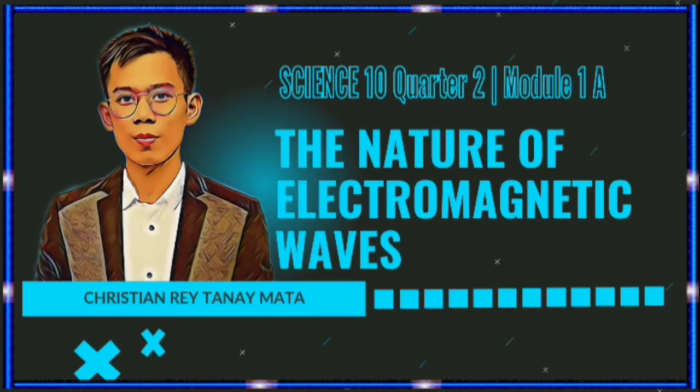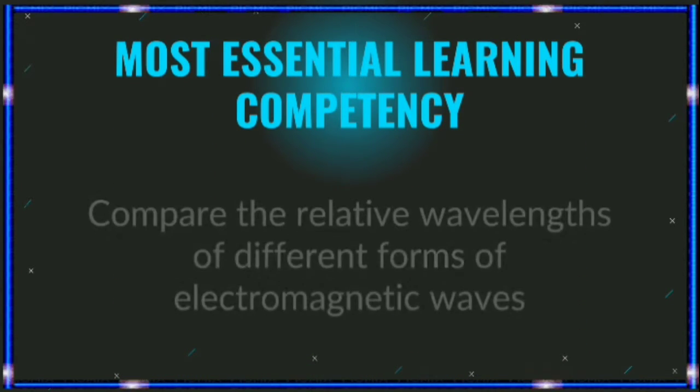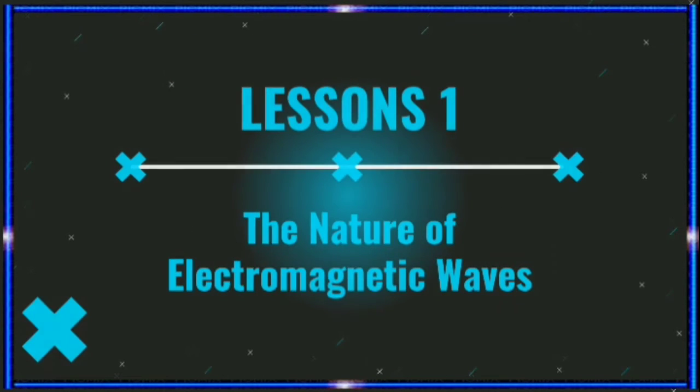This lesson is under the quarter 2 of Module 1 in Science 10, and this is all about the electromagnetic waves. Here is the most essential learning competency. Compare the relative wavelengths of different forms of electromagnetic waves. This is actually part of lesson 1, which focuses on the nature of electromagnetic waves.